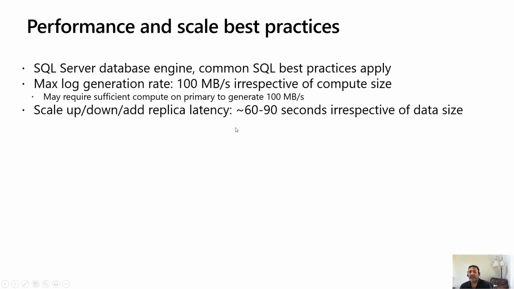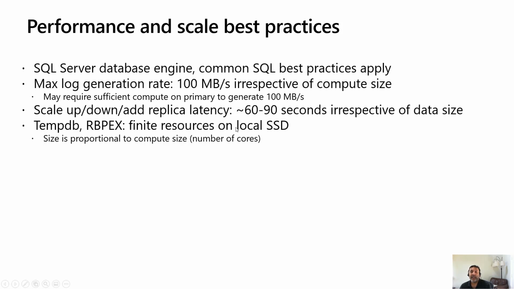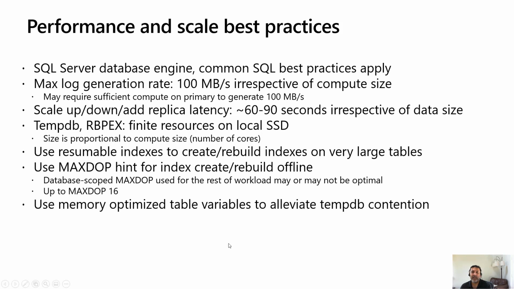Scale down latency, we've looked at a couple of times. It's pretty quick. One thing to be careful about is that tempdb and RBPX, though they are finite resources, are on local SSD, and the size is proportional to compute size, right? So while there is separation of storage and compute, your cache and your tempdb are a percentage of compute. And there is a vCore limit article which actually states that.